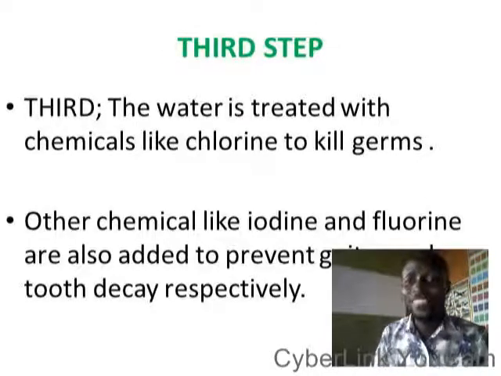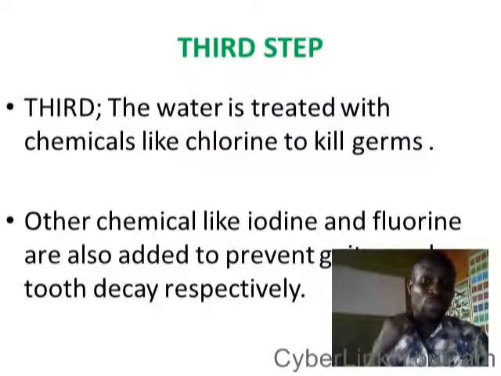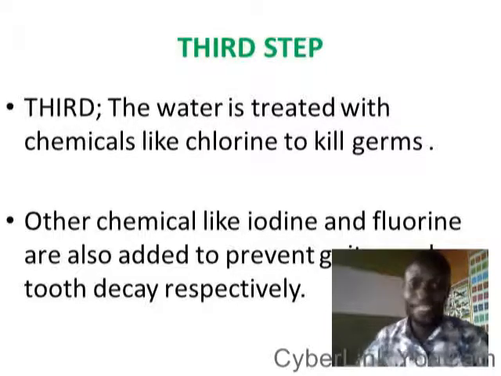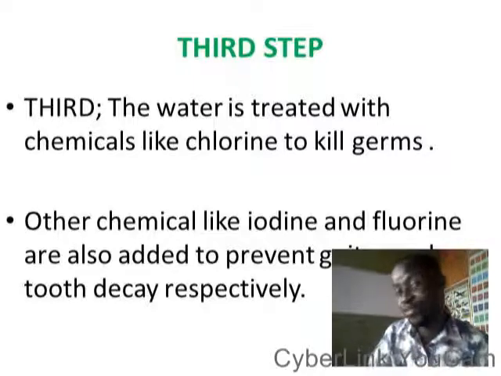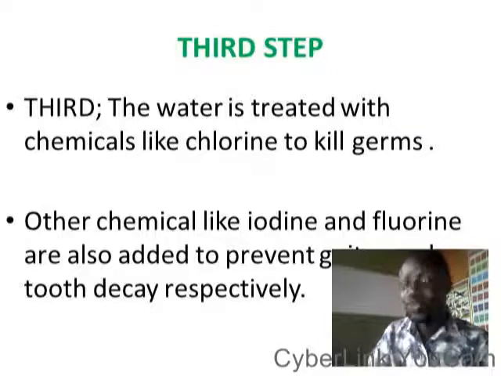Now the third step is that the water is treated with chemicals. Number one of those chemicals is chlorine, and chlorine kills germs. Germs, these are two different words. They could ask you, what is the function of chlorine in water treatment? It is to kill germs. Now, other chemicals like iodine and fluorine.